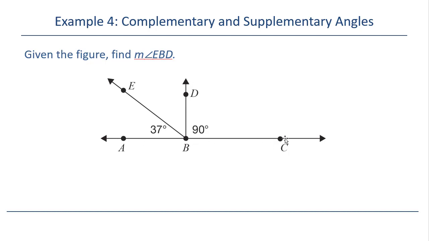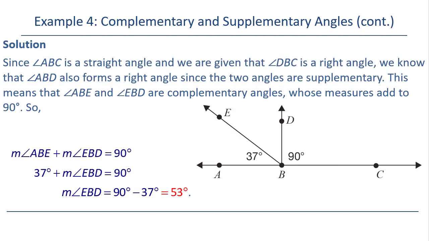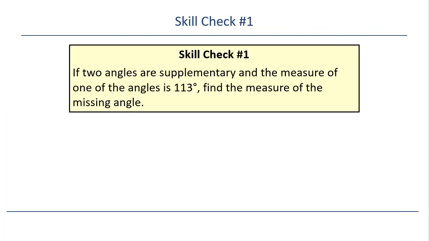And if this is 90, then 180 minus 90 is this. And then with some simple algebra, we can figure out the missing piece, right? We know that ABE and EBD have to add up to 90. We plug in the 37 for the one that we know, subtract from both sides, and we get the missing piece is 53. It's just that easy.